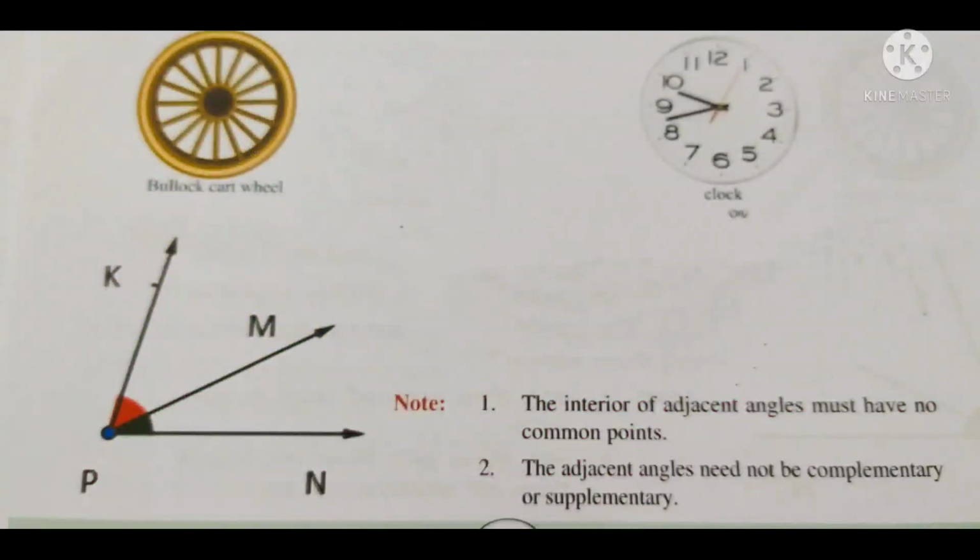Observe the adjacent angles in the given pictures: a bullock cart wheel and a wall clock. In the figure, the common vertex of angle KPM and angle MPN is P. The common arm is PM. Both angles, angle KPM and angle MPN, lie on either side of PM. So angle KPM and angle MPN are a pair of adjacent angles.